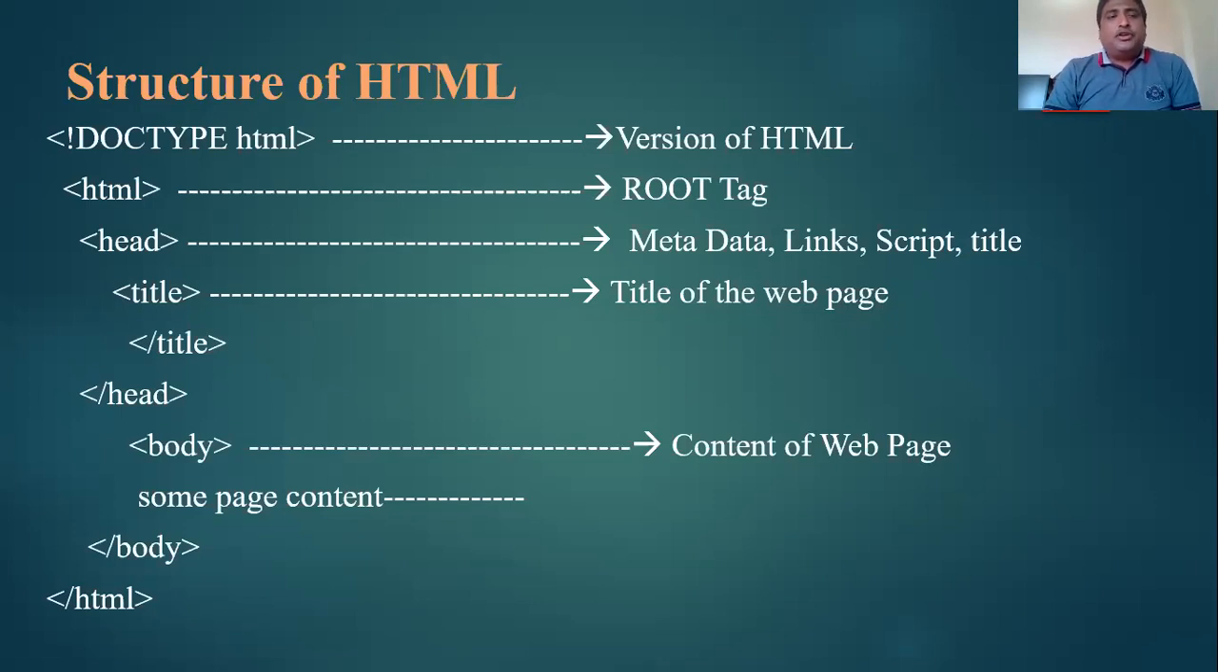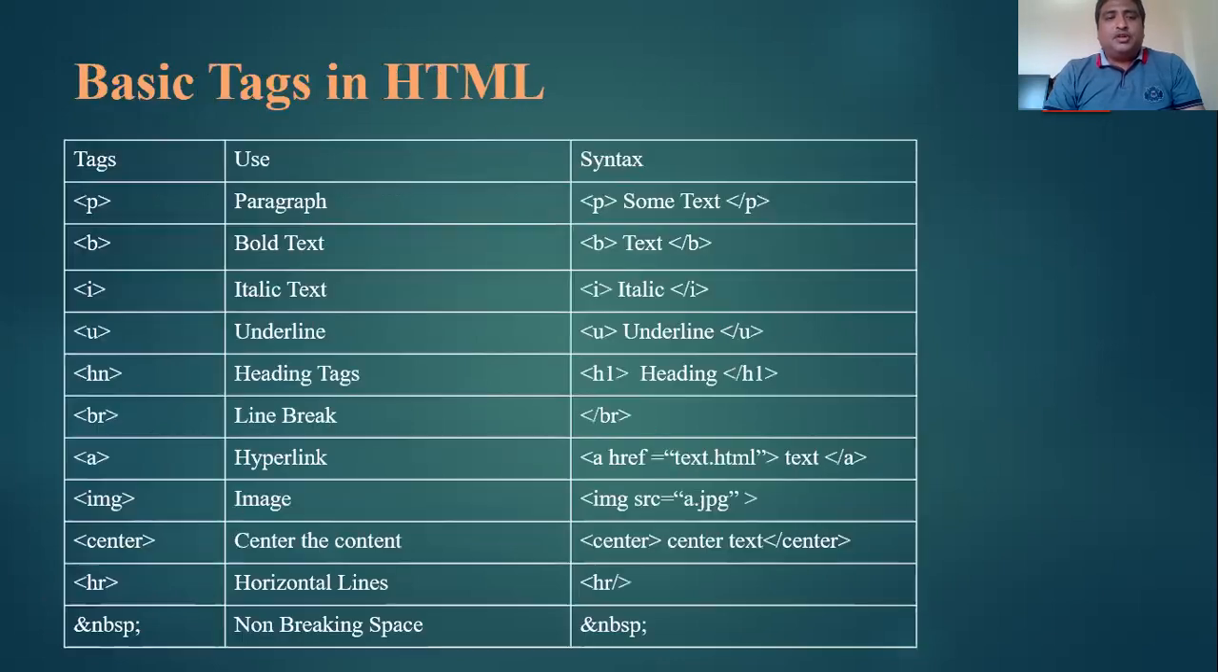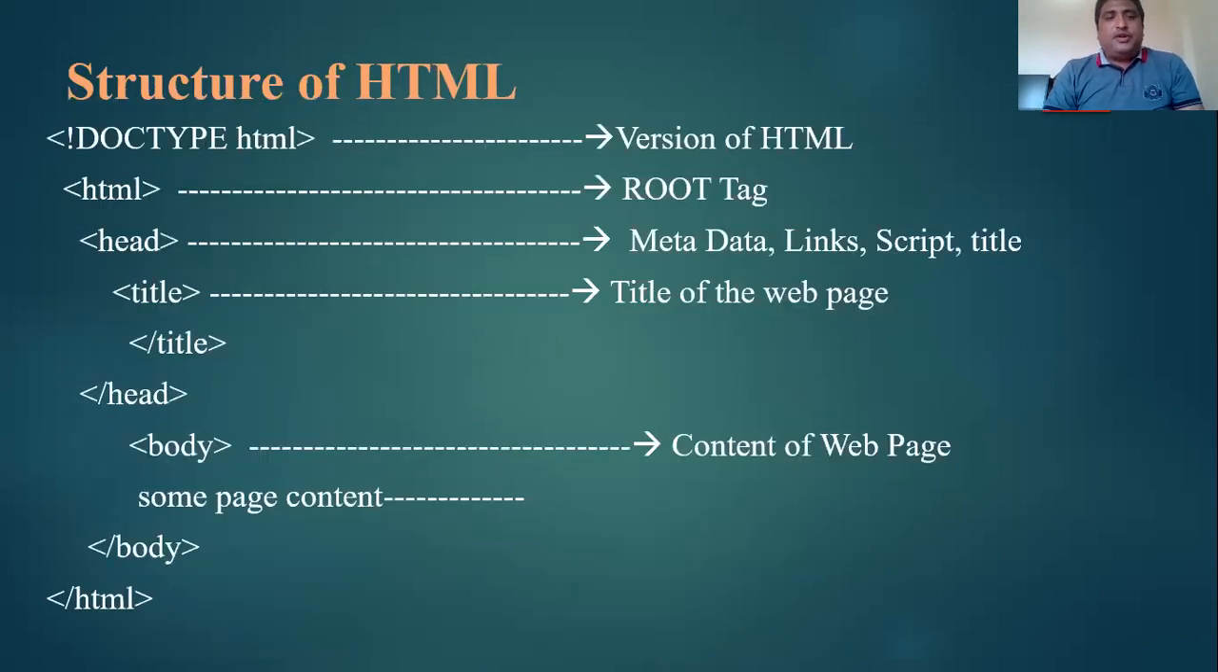Next one is the body tag. In the body tag, we actually write the code to show the content of the page. Then we close the body tag, and finally we close the html tag. As the tag started, it ends at the last. That means as the html tag starts first, it will end lastly.